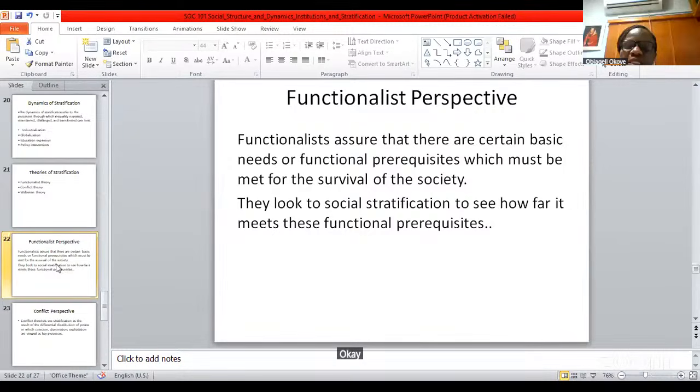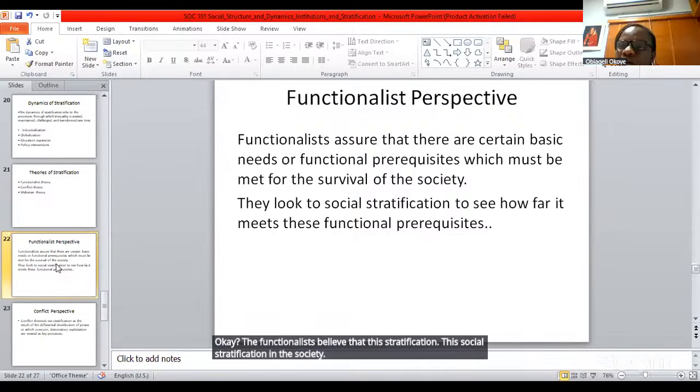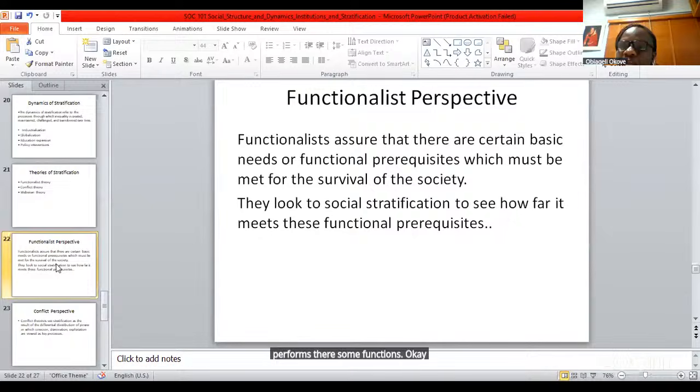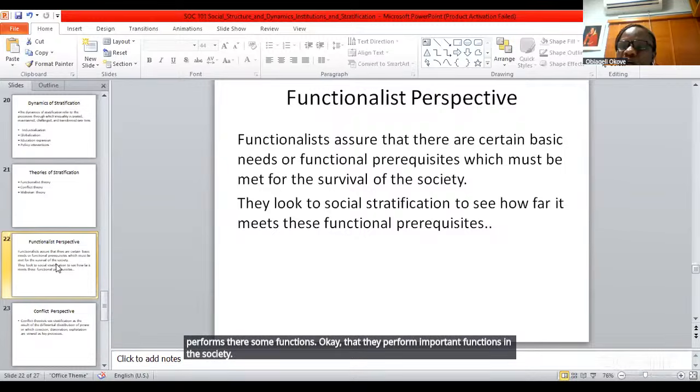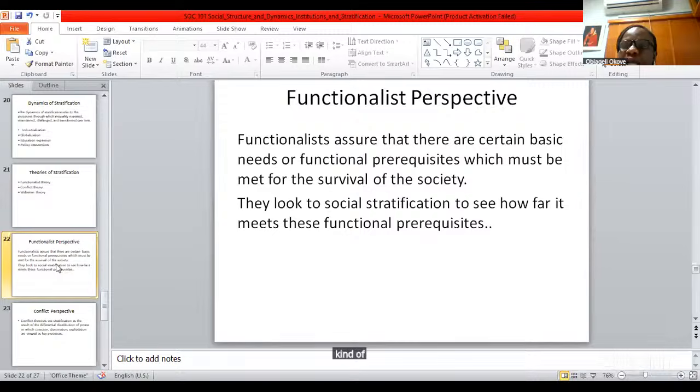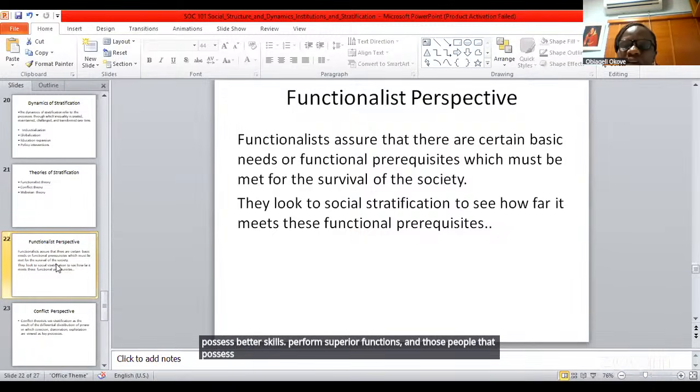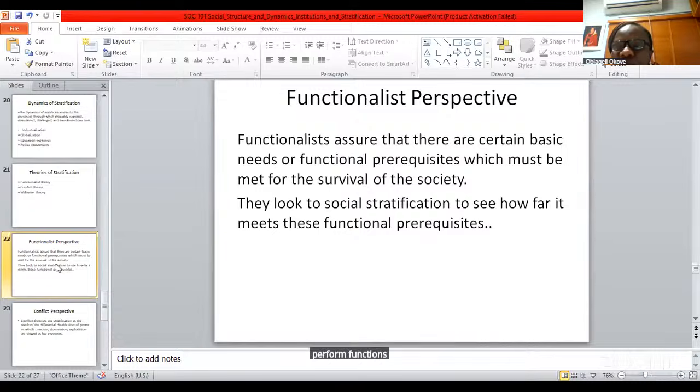The functionalists believe that social stratification in the society performs important functions. In other words, it helps to create order, creating an environment where people that possess better skills perform superior functions, and those that do not really have skills perform functions that do not require much expertise. So that is their argument, that the stratification in the society is for a purpose, that it helps to create order in the society. That is the argument of the functionalists.